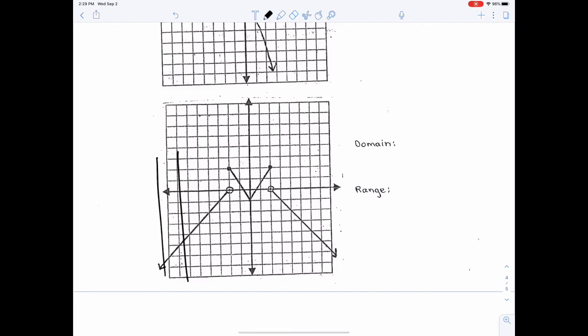Touching it, touching it, touching it, still touching it. Okay, this one, it never doesn't touch it. So it's negative infinity to positive infinity. Again, that's left to right. Domain's left to right. Okay?